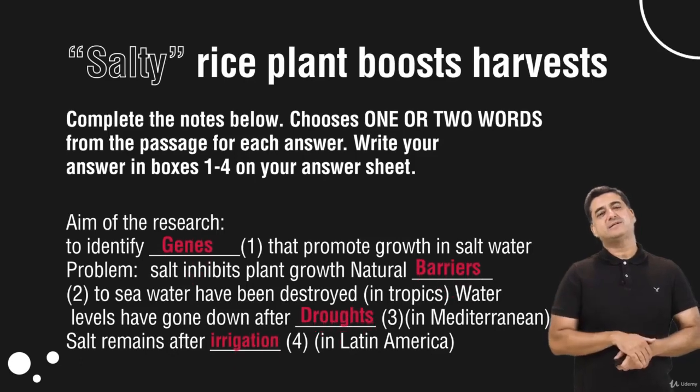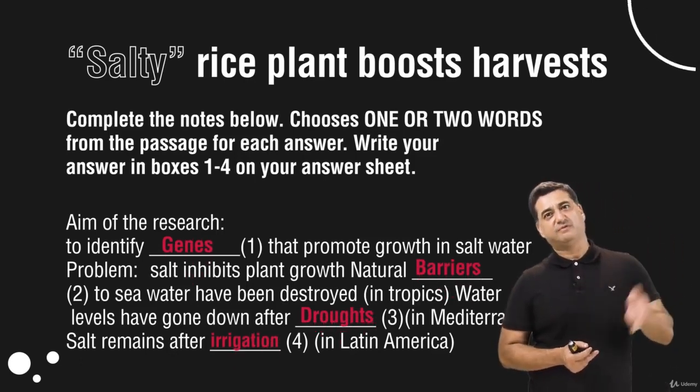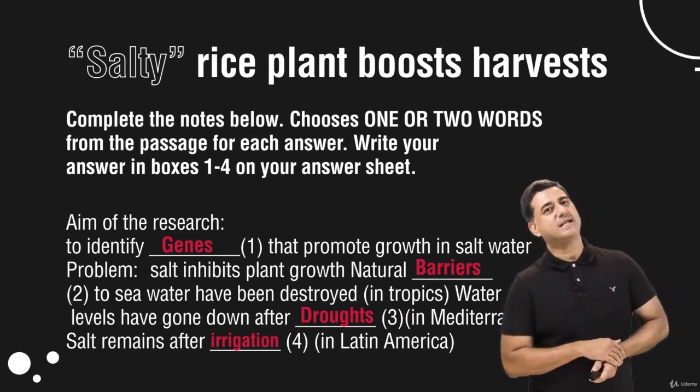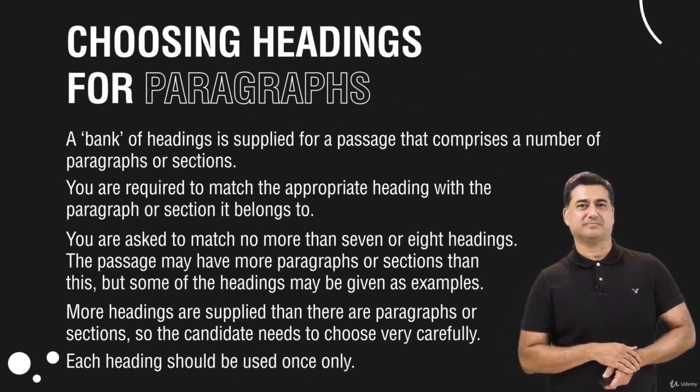Here are the answers. Now you can have a look at them. We were talking about aim of the research, and we were talking about problems. Now let's move on to the next question type, which is choosing headings for paragraphs.